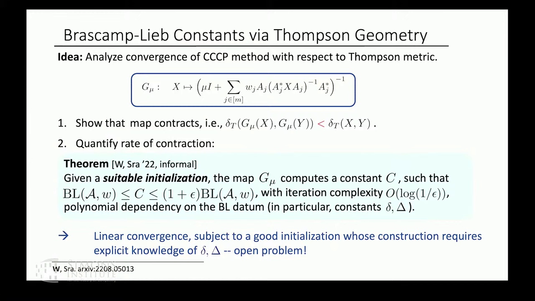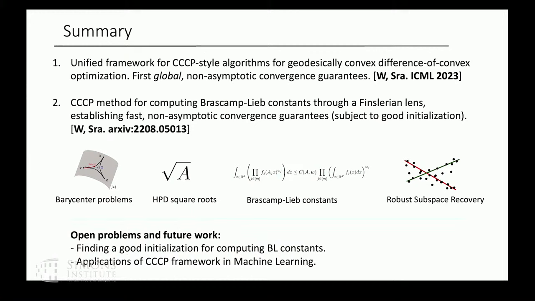And that brings me to the end of my talk. So there are two works that I talked about in this talk. The first one was a framework for CCCP algorithms for difference of convex optimization, where the objective function is geodesically convex. In this setting, we provide global non-asymptotic convergence guarantees. For some instances of that problem class, the first global non-asymptotic convergence guarantees.